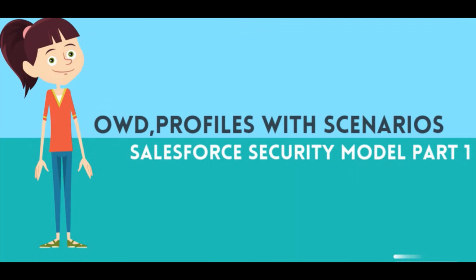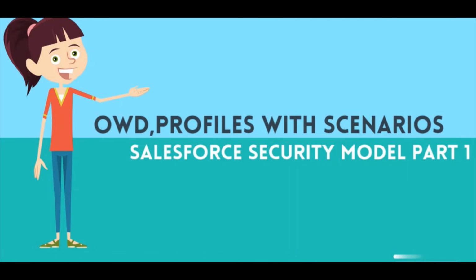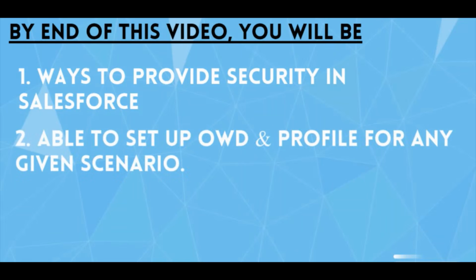Today we are going to learn OWD and profiles in Salesforce. We'll go through some real-time scenarios to have a better understanding. This is a two-part video in the Salesforce security model topic, and in the second part we'll be learning about row level hierarchy, sharing rules and manual sharing. By the end of this video, you will be able to understand different ways to provide security in Salesforce. You will also understand how to set up OWD and profile for any given scenario.